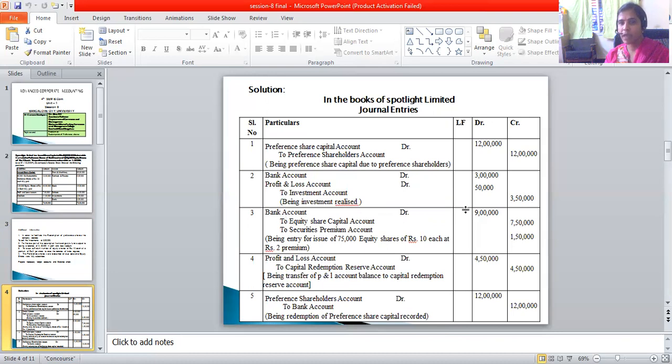Next one is the bank account debit. This is the amount that they receive from the equity shareholders. They have been issued at a premium. Whenever we receive the premium, that is the amount collected towards a premium, it is separately transferred to the securities premium account, and the equity share capital is only credited with 7,50,000.